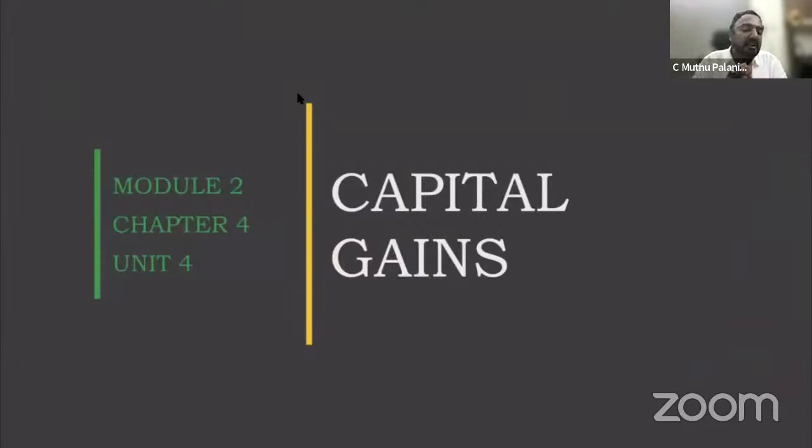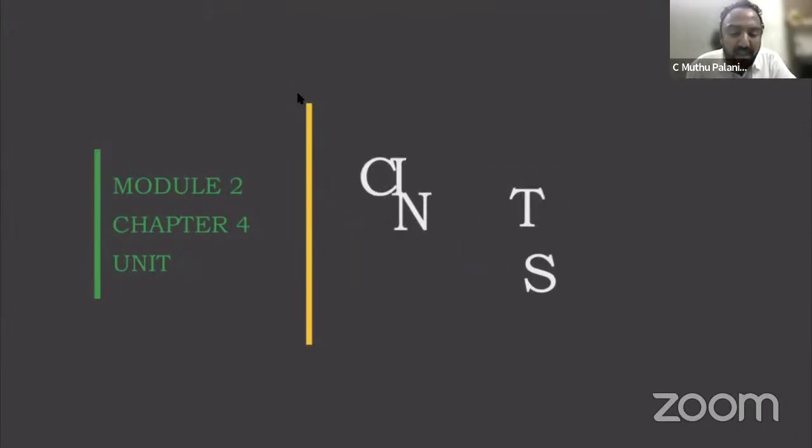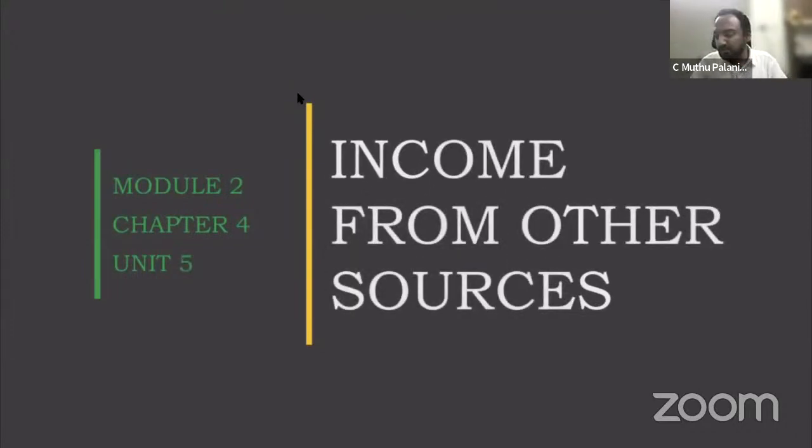So now after completing capital gain, we are left with one last head of income, that is your income from other sources, income from other sources. So that is the last head of income that we will be discussing today.